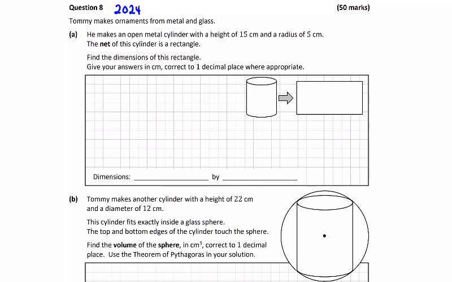Question 8 for 2024 has area and volume. We're dealing with a cylinder with height 15 and radius 5, and we're given the net of the cylinder. We're asked to write the dimensions of the rectangle.